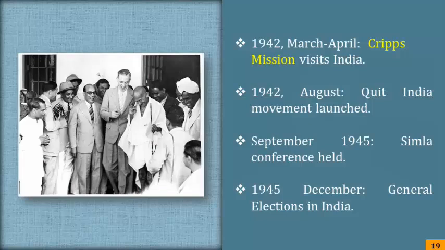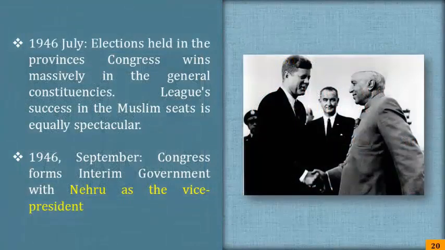1942. March-April. Cripps Mission visits India. 1942 August. Quit India movement launched. September 1945. Simla Conference held. 1945 December. General elections in India. 1946 July. Elections held in the provinces. Congress wins massively in the general constituencies. League's success in the Muslim seats is equally spectacular.